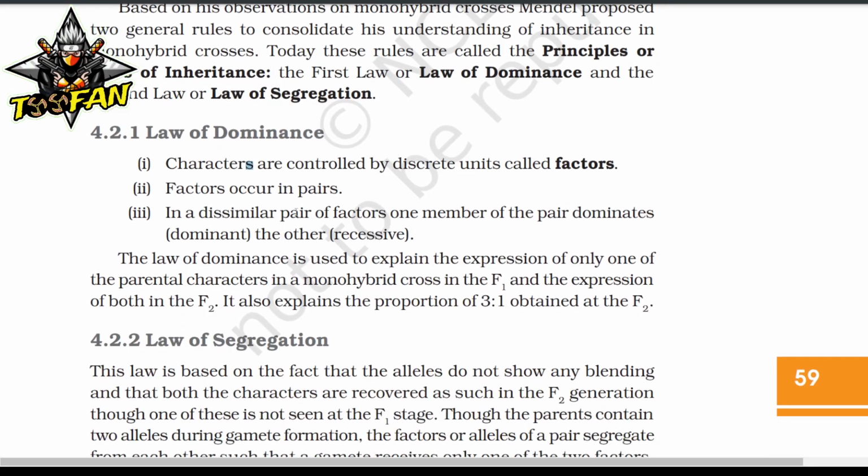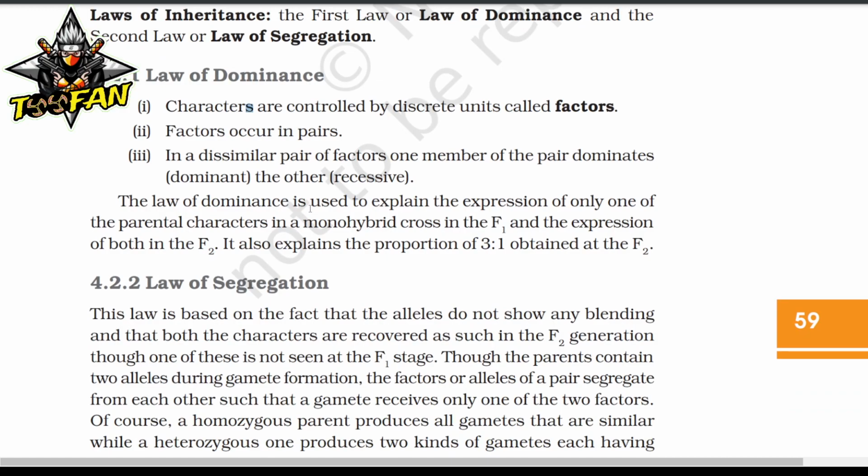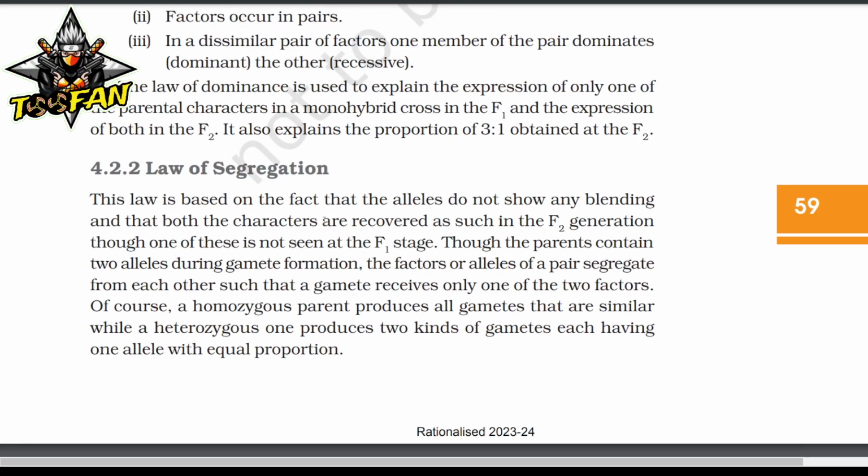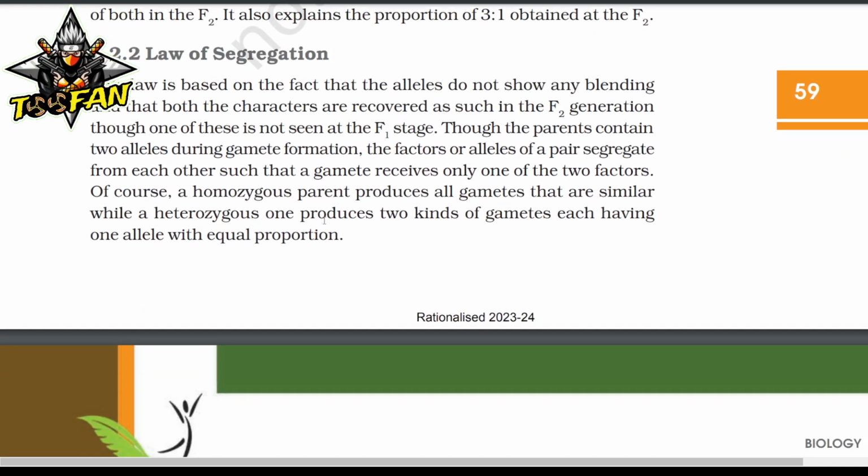Law of segregation. This law is based on the fact that the alleles do not show any blending and that both the characters are recovered as such in the F2 generation, though one of these is not seen at the F1 stage. Though the parents contain two alleles, during gamete formation the factors or alleles of a pair segregate from each other such that a gamete receives only one of the two factors. Of course, a homozygous parent produces all gametes that are similar, while a heterozygous one produces two kinds of gametes, each having one allele in equal proportion.